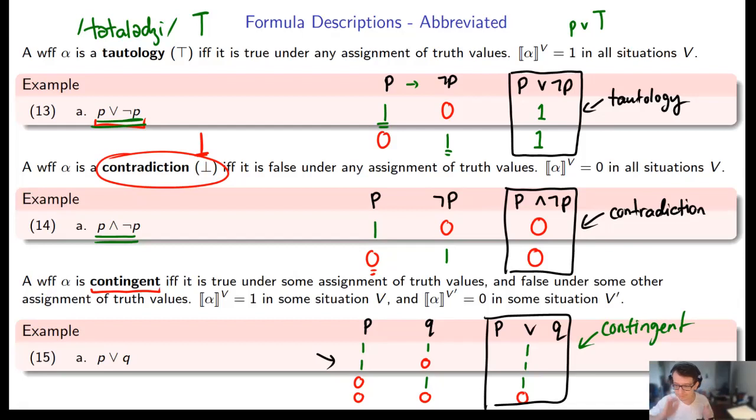So we don't have any symbols for contingent, right? No, there's no specific symbol for contingent. We have specific symbols for tautology and contradiction because they're static. They're the same all the time. Contradiction is always just zeros, and tautology is always just ones. But contingent can be any combination of ones and zeros.